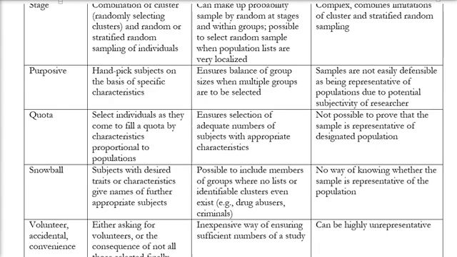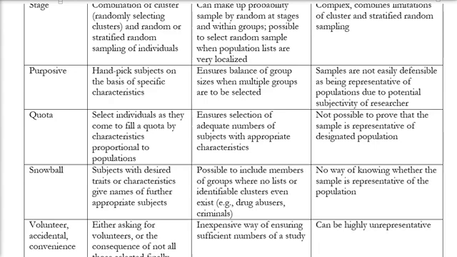Okay, then we are coming to quota sampling. Select individuals as they come to fill a quota by characteristics proportional to the population. Advantage: ensures selection of an adequate number of subjects with appropriate characteristics. Of course, we are making a quota, so this is a percentage. It can be in the form of percentage, or it can be in the form of numbers. Disadvantage: not possible to prove that a sample is representative of the designated population.